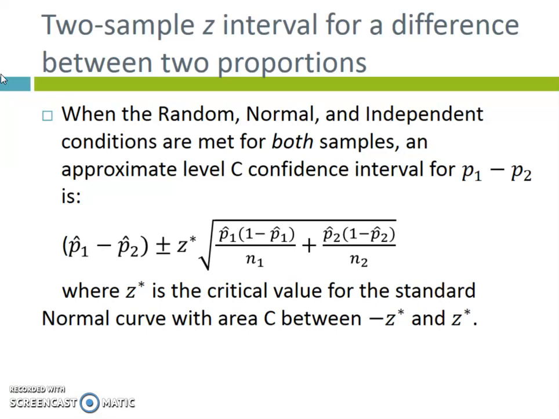Okay. Notice how we're using p-hats as opposed to p, right? When we're doing a confidence interval, we don't know the population proportion. We're trying to estimate it, right? That's why we don't use p. We don't assume we know p. We're trying to estimate it using p-hat.